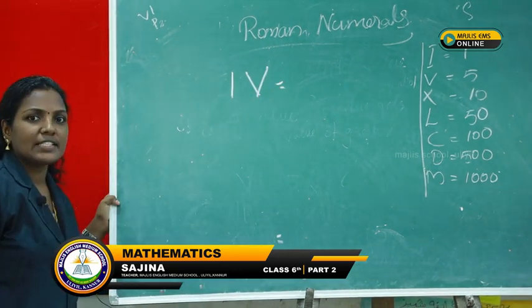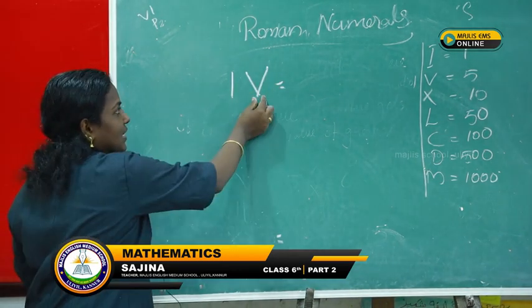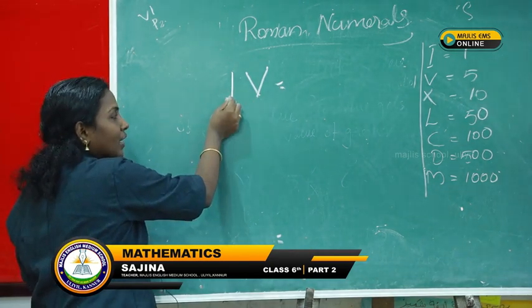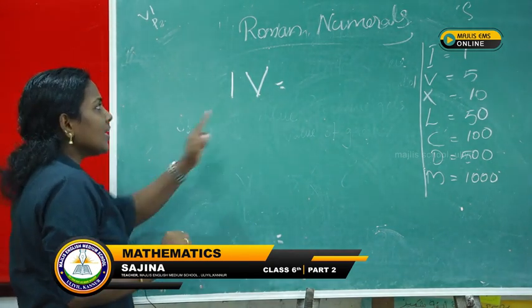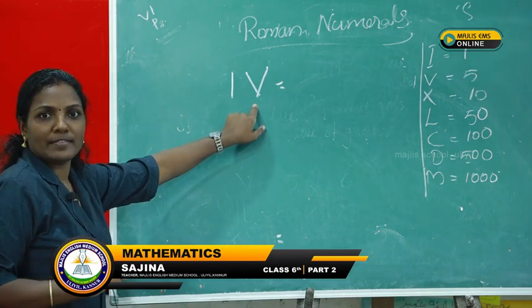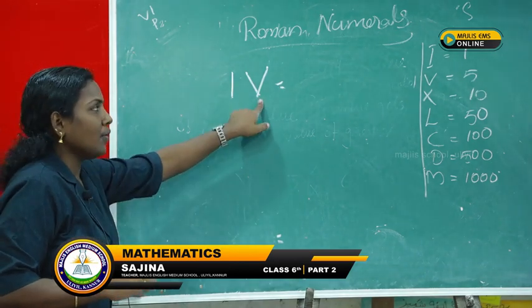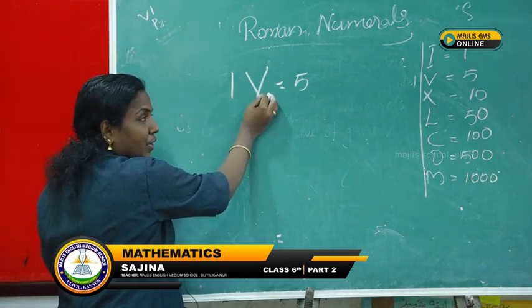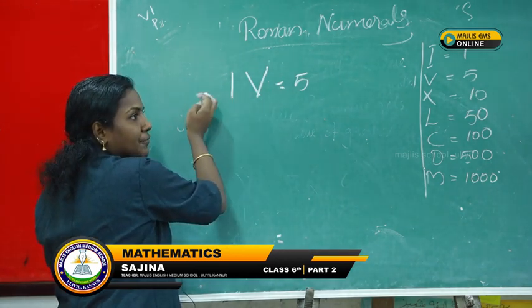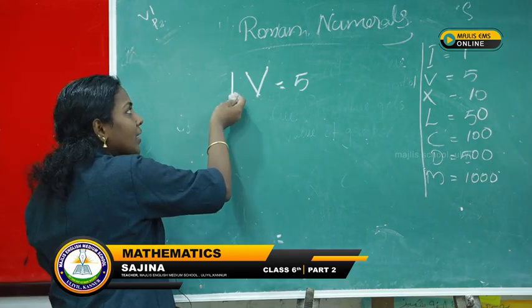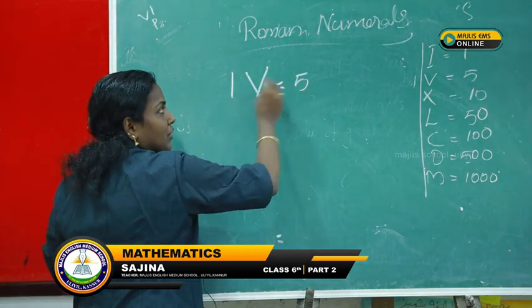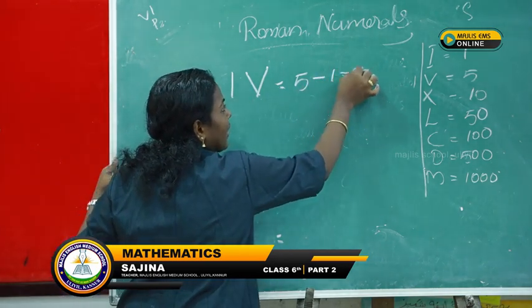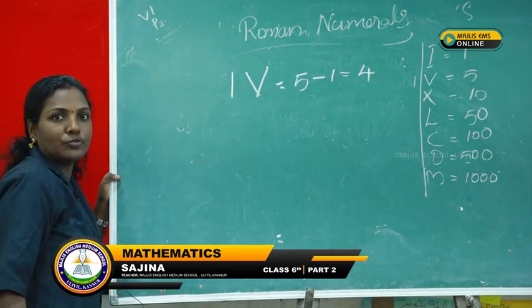Next, another property. Here, which one is the greatest value? Yes, V is the greatest value and 1 is the smallest value. Here 1 is to the left of 5. Therefore, these types we write as subtraction. The greatest value is 5, and here 1 is on the left side. Therefore, we subtract 1 from 5. 5 minus 1, the value of this is equal to 4.